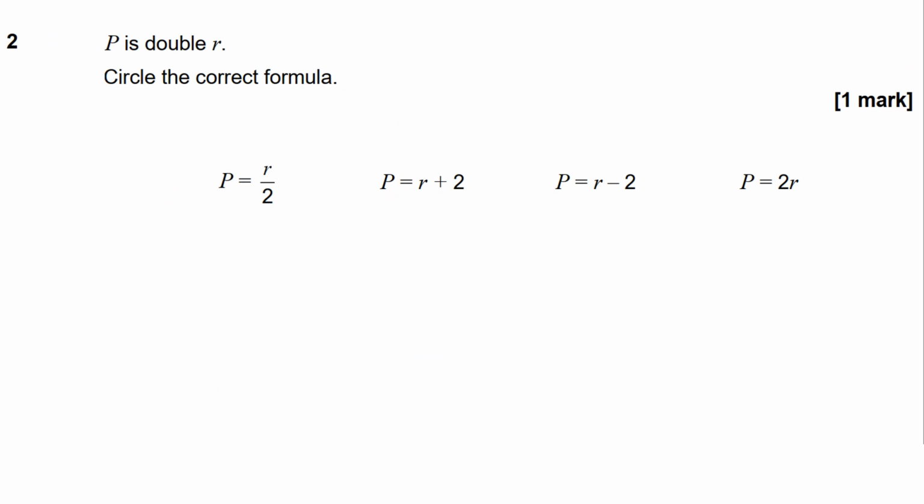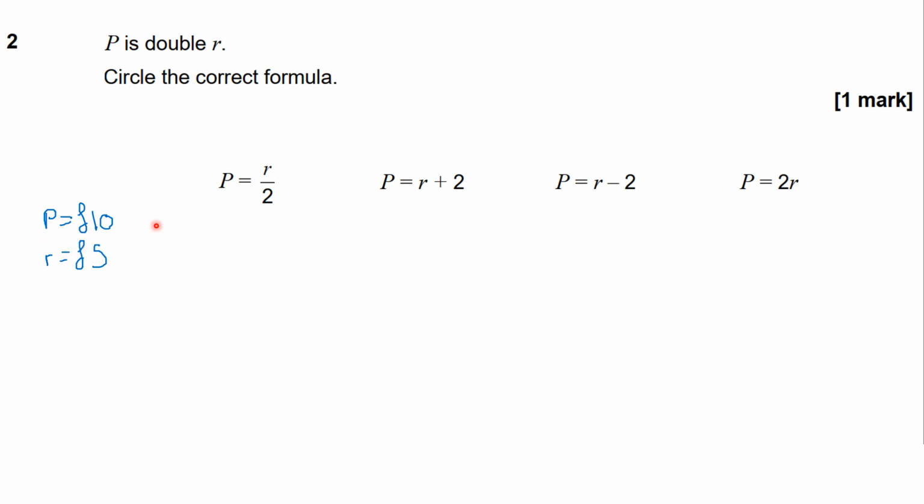So here's one. It's a little bit more tricky, but we'll talk through it together. P is double R. Circle the correct formula. If you get confused with these, try and think of things that you can relate to in real life. So if P is, say, £10, and we're saying that P is double R, then R would be £5. So we can see here that R is half of P, or that P is twice R.